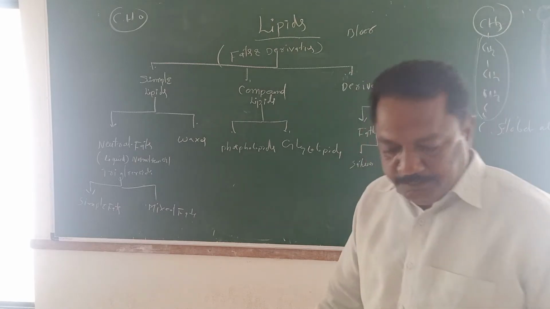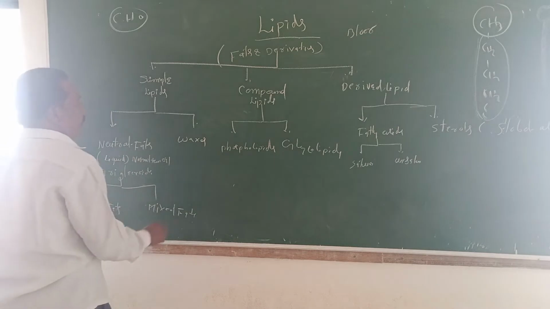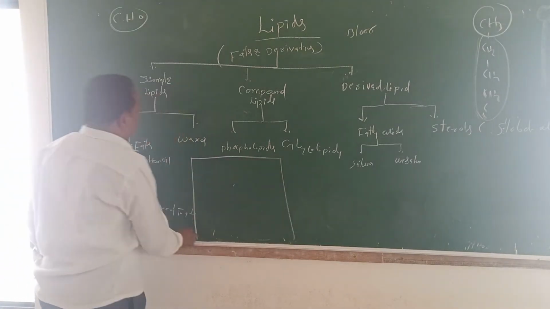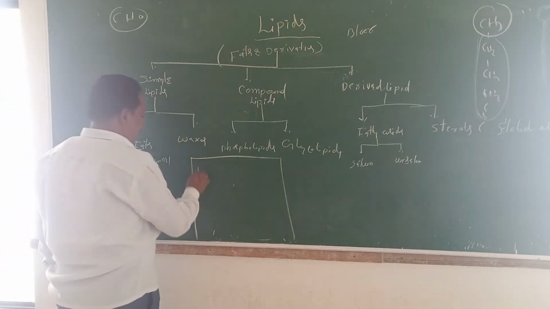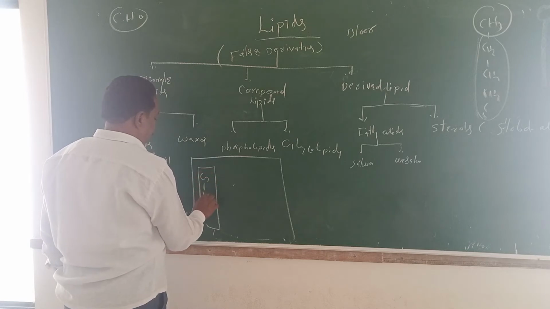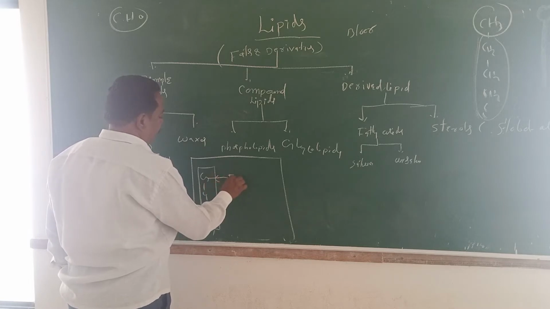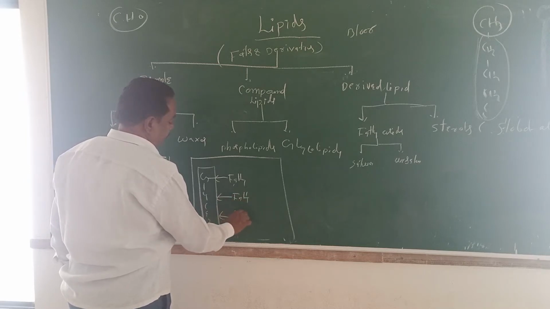Simple lipids, now listen here. Simple lipids, generally observe this diagram. So triglycerides. This is a glyceride molecule. The glyceride bonds are attached to the fatty acids. Fatty acid, fatty acid, fatty acid. See the fatty acids.